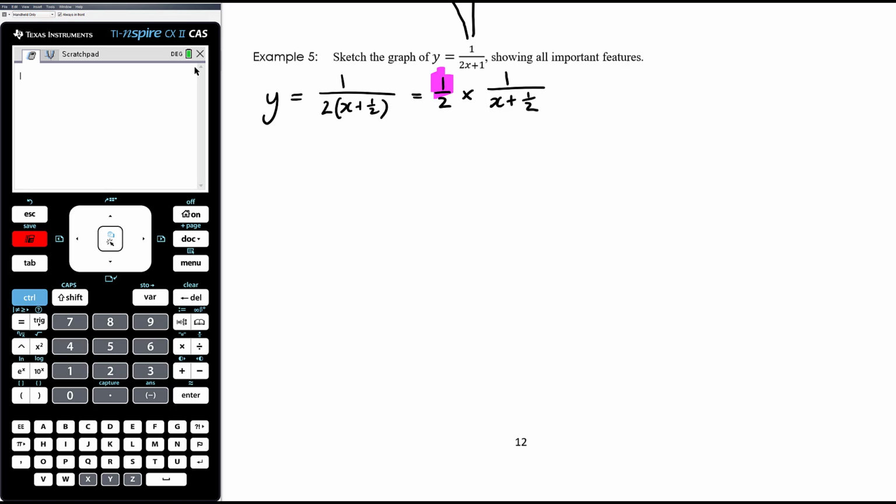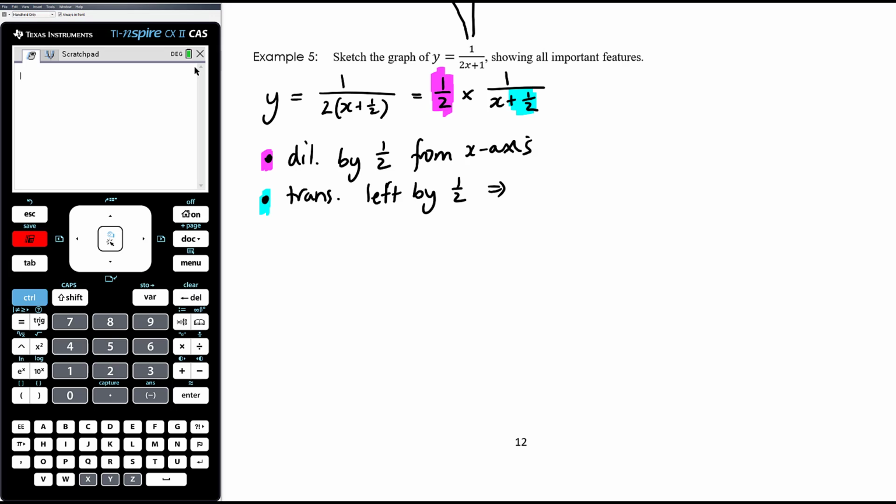Okay, so this is our a value out the front here, that's our dilation from the x-axis, and then this is our translation left and right, okay? So the a value is a dilation by a factor of 1/2 from the x-axis. Okay, so it's going to get squashed down, and that plus 1/2 in the denominator of the fraction is a translation to the left, because we're adding, to the left by 1/2 units. So that means we're going to have a vertical asymptote when x equals -1/2. And there's no translation up or down, so the horizontal asymptote is still at y equals 0.